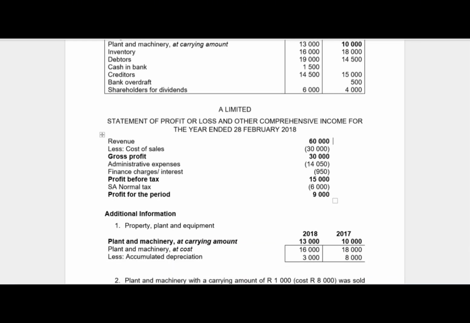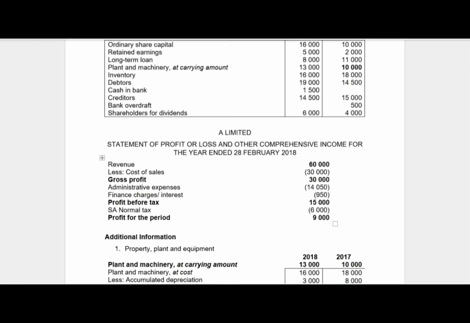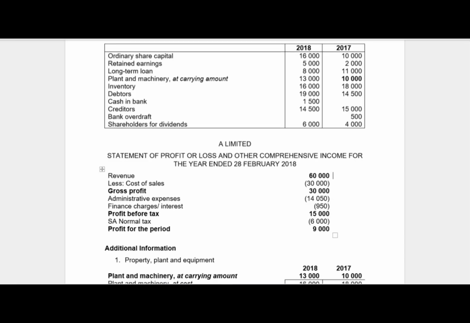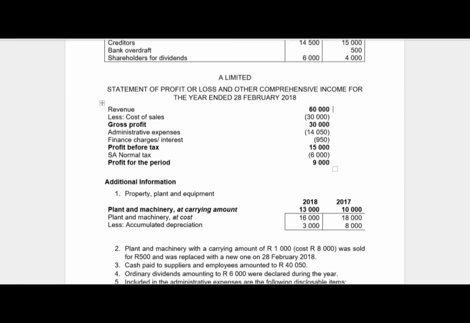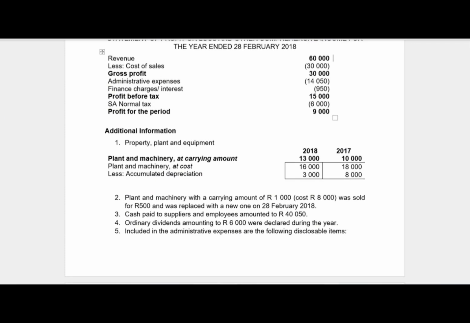Let's see. We have got machinery, right? Let's go and check again in the statement of financial position. We only have plant and machinery, right? So we need to go and prepare what? The machinery account. We need to prepare the machinery account, one. Let's prepare it to determine whether we've got an increase in machinery.